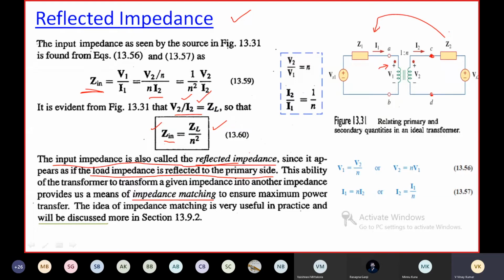This ability of the transformer to transform a given impedance into another impedance provides us a means of impedance matching, so that we can find maximum power delivered to the load. Maximum power will be delivered to the load when source impedance is equal to load impedance.